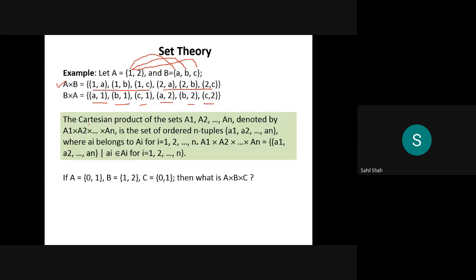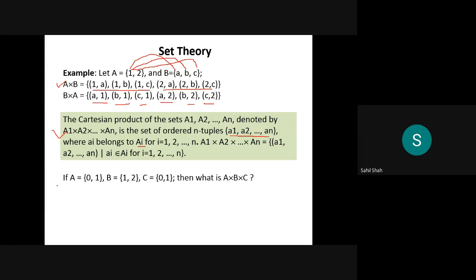So what is the property? The Cartesian product of the sets A1, A2 up to An, denoted by A1 cross A2 cross up to An, is the set of ordered n-tuples (A1, A2, up to An), where each Ai belongs to the particular set An. This is a generalization of two sets. Whenever we take a cross product of two sets, we choose every element from the first set and pair it with every element from the other set. Likewise, this is applicable for n different sets as well.